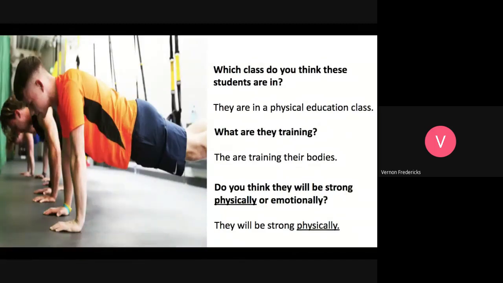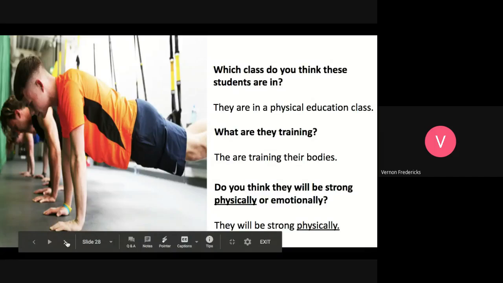They're doing some exercises. Question number one. Which class do you think these students are in? They are in a physical education class. What are they training? They are training their bodies. Do you think they will be strong physically or emotionally? They will be strong physically. Their bodies will be strong because they're exercising it.